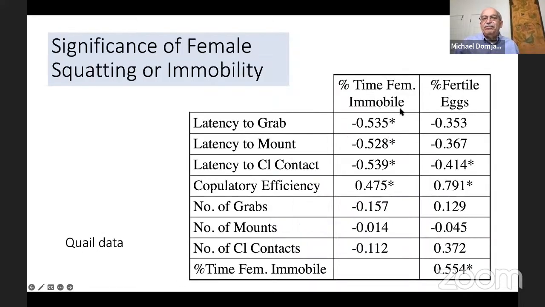This shows the percentage of eggs that are fertilized as a result of a copulatory interaction. And the highest correlation is between the percentage time that the female is immobile. So that's your best predictor for the rate of fertilization. So this kind of Pavlovian sensitization is of tremendous adaptive significance.